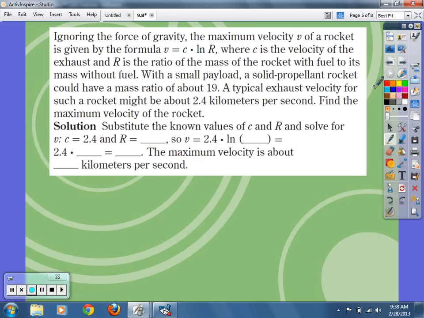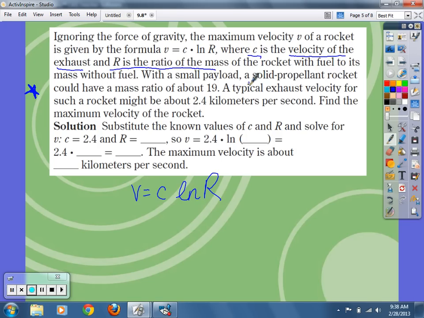All right, let's look at some of these word problems. Very much like the section we did on logarithmic scales, you'll be introduced to a formula, and there'll be lots of plugging in. The math won't be too difficult. Here's the formula that we're given. V equals C, natural log of big R. Talking about a rocket velocity. C is the velocity of the exhaust. Big R is the ratio of the mass.